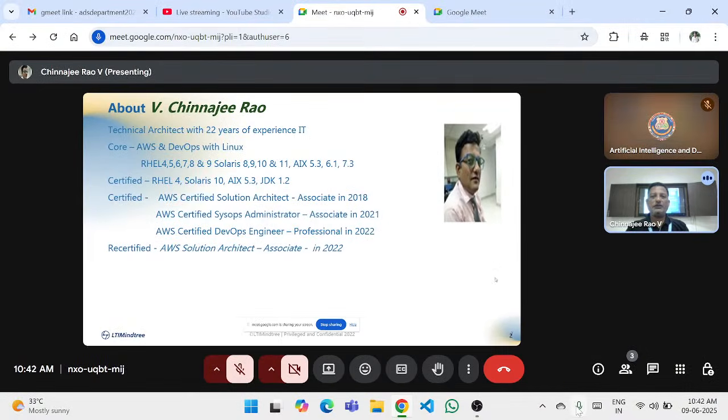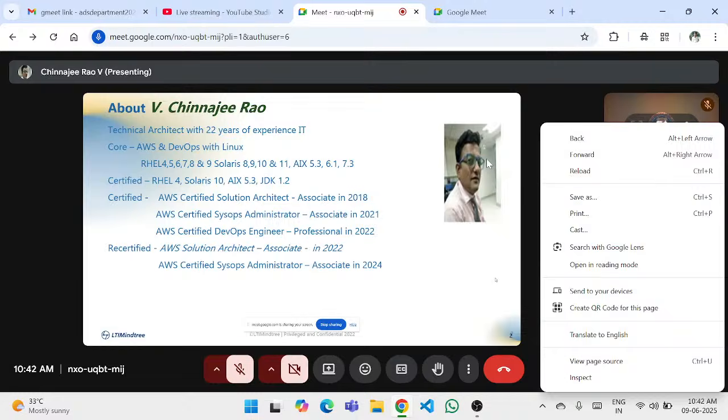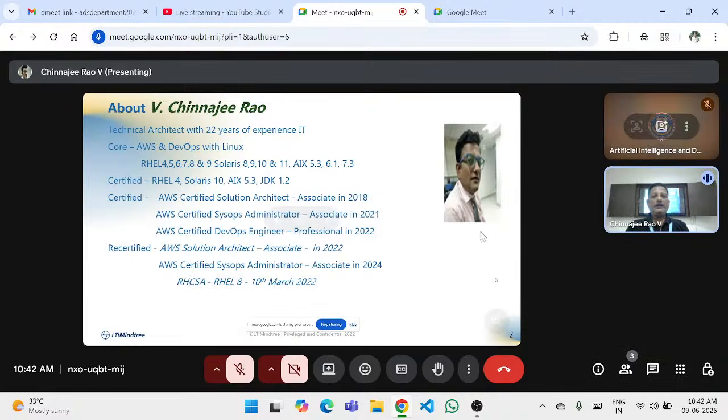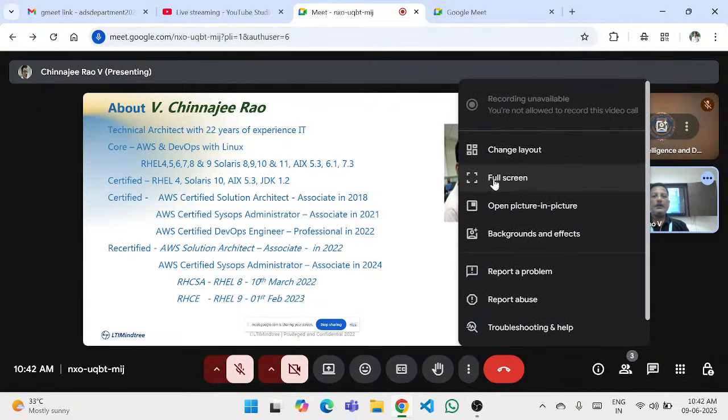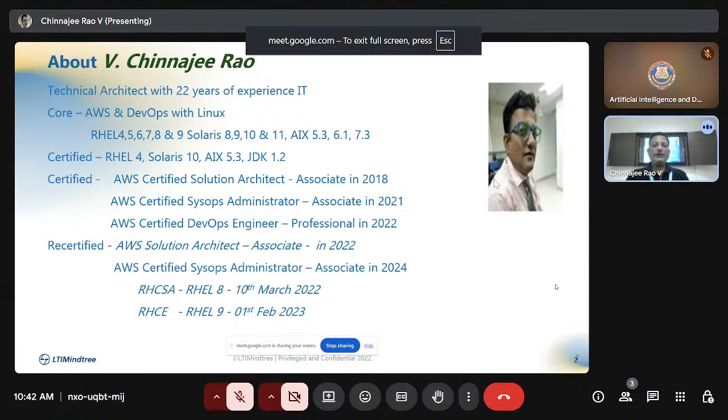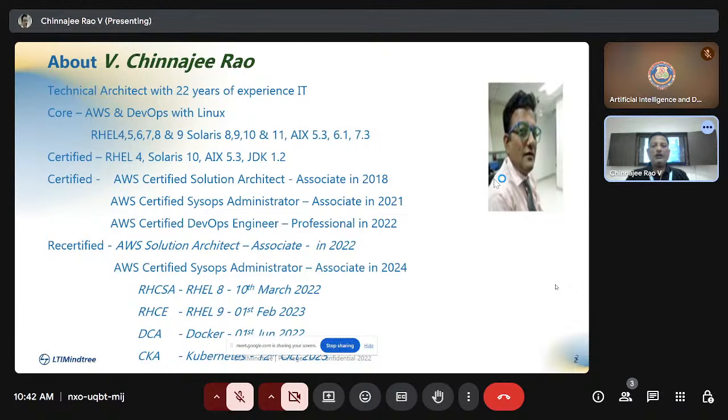So I did this in 2022. Then I did a recertification in AWS SysOps Administration in 2024. Then RHEL 8 in 2022, then RHEL 9 in 2023, then Docker in 2022 and Kubernetes in 2025.